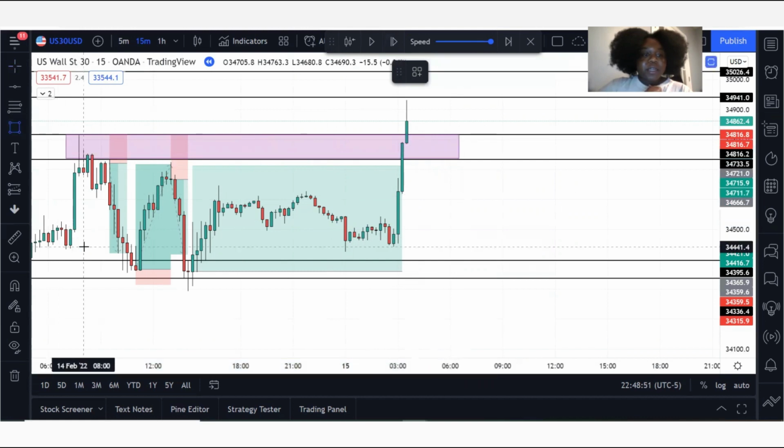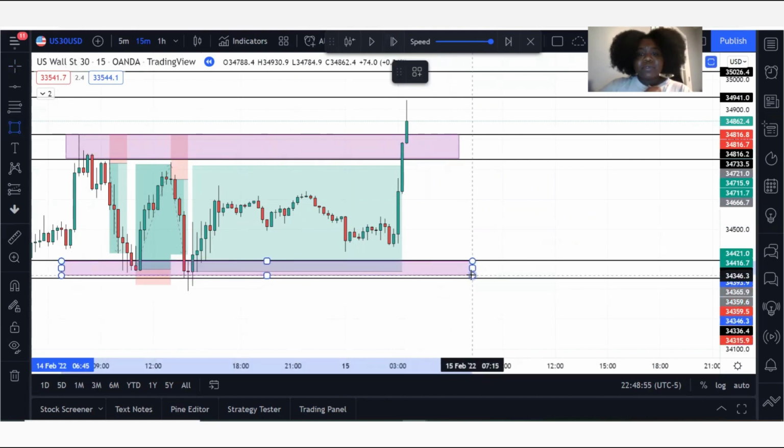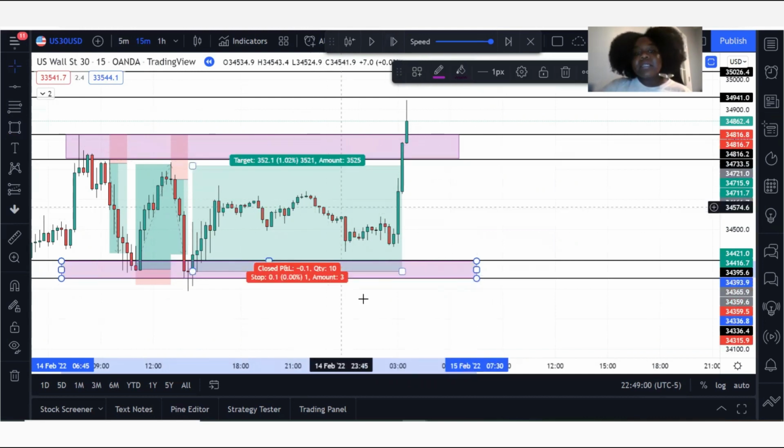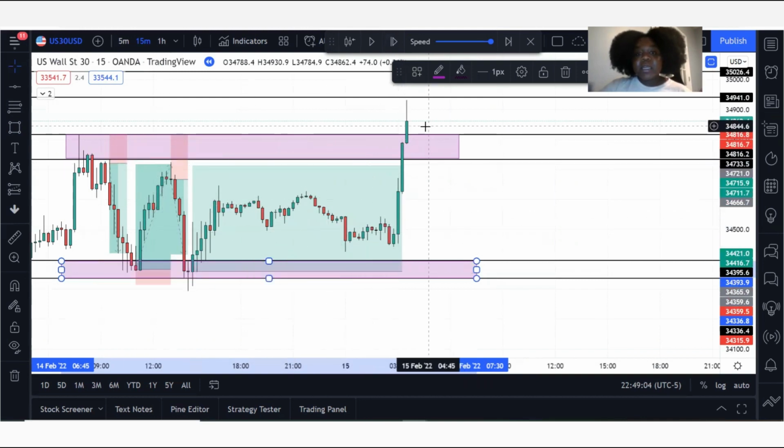This right here. And then, mind you, this is 3 a.m., so we'll definitely be sleeping and not looking at this. These were my two zones. This was my ceiling. This was my floor. We finally see a break on my ceiling because it's a really strong bullish candle. And the majority of the body of this candle broke past my ceiling.